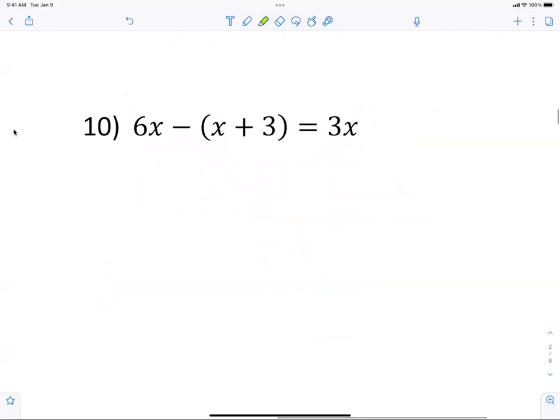Ooh, what number's in front of this parentheses? A 1. All right, Miss Clifton, you're up. Distribute that -1. -3 equals 0. Very nice. So, yeah, that is the other one. You are doing great.